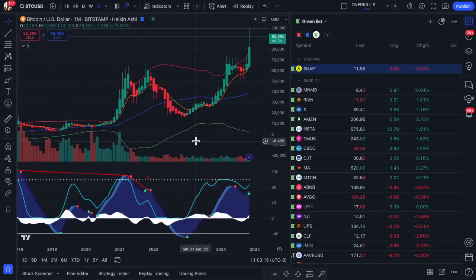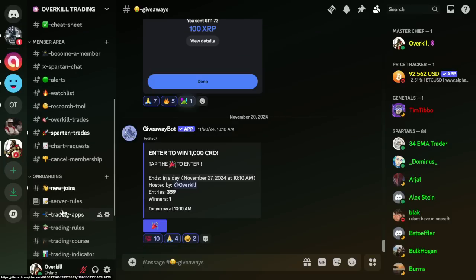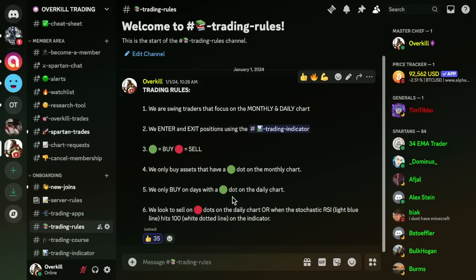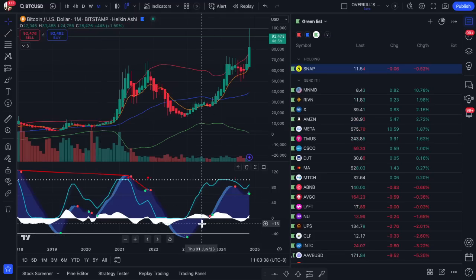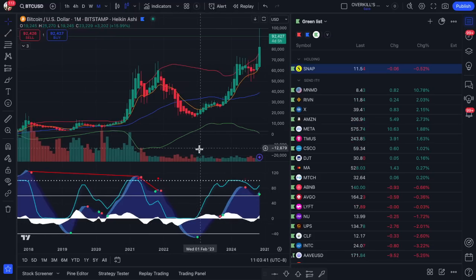So the very first thing we want to look for as traders is that green dot on our indicator right here on a monthly chart. Our trading rules are right over here inside of the Discord. We are swing traders that focus on a monthly and a daily chart. So the first thing we need to see is a green dot on the monthly chart, because what we want to do is confirm that the direction is in an uptrend, right?